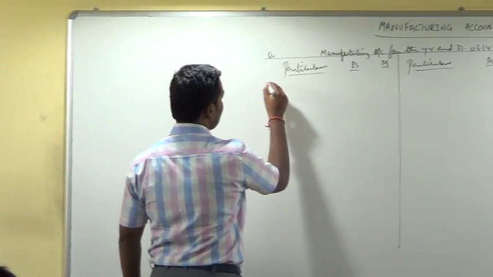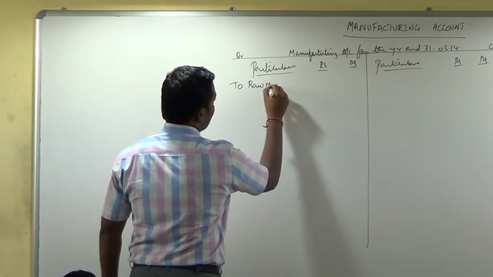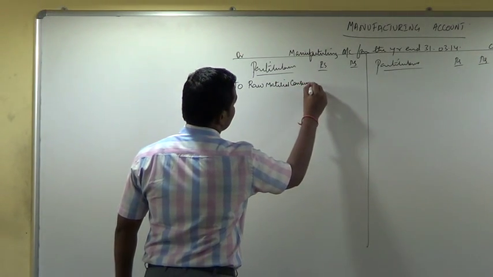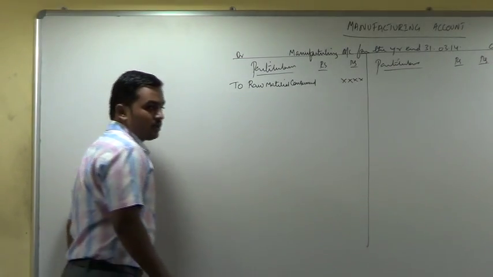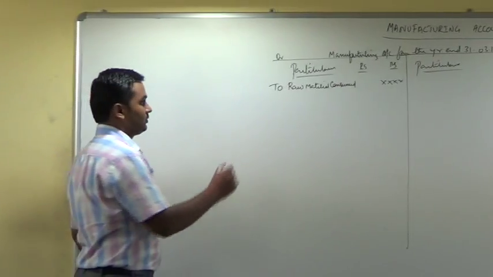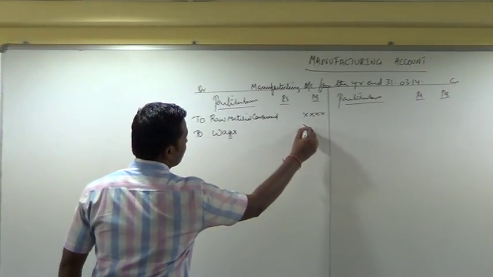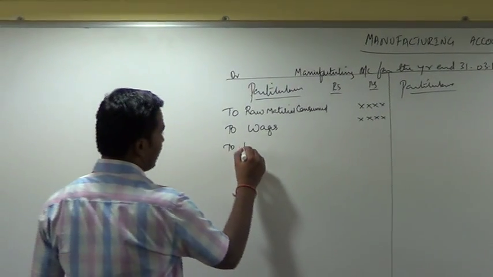Is it clear, everyone? So now let us see the format of the manufacturing account. To raw material consumed. Raw material consumption will be debited to the manufacturing account. To wages. To direct expenses.